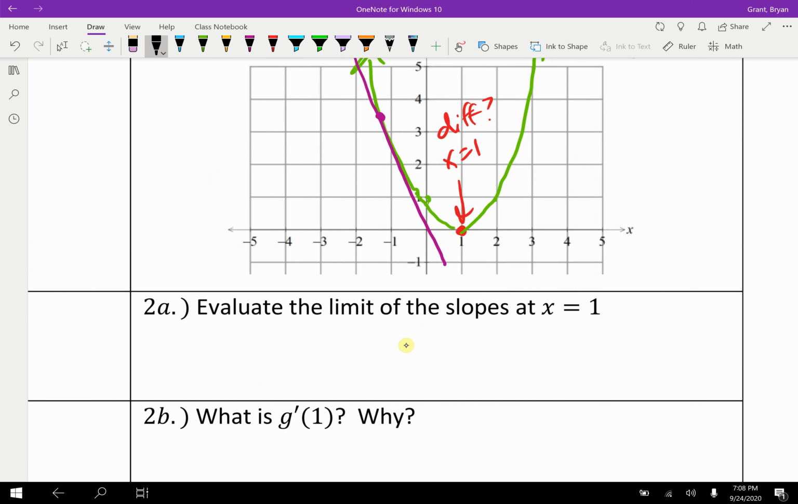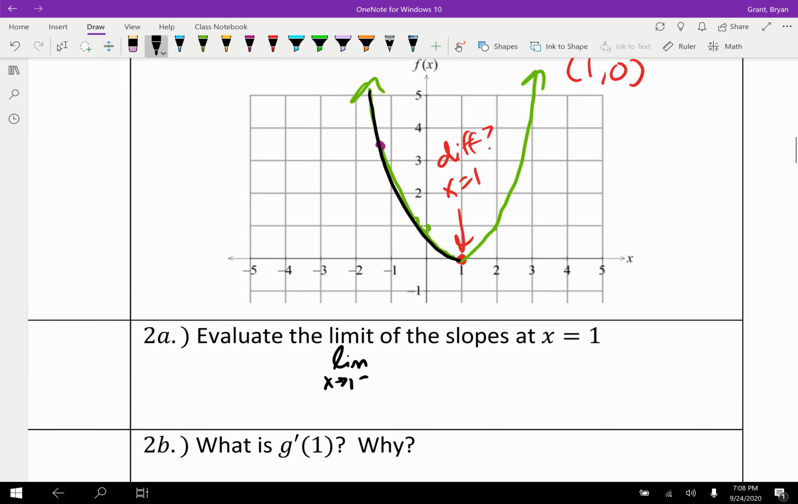Parabola-wise, let's get rid of this tangent line here. This gets a little bit trickier. It says evaluate the limit of the slopes at x equals 1. I guess it probably should say as x approaches 1, but that's fine. We won't mince words here. So let's look at the limit as x approaches 1 from the left side, and I'll do this side in black over here, of g prime this time. So g prime of x, and we want to see, is that equal to the limit as x approaches 1 from the positive side of g prime of x?